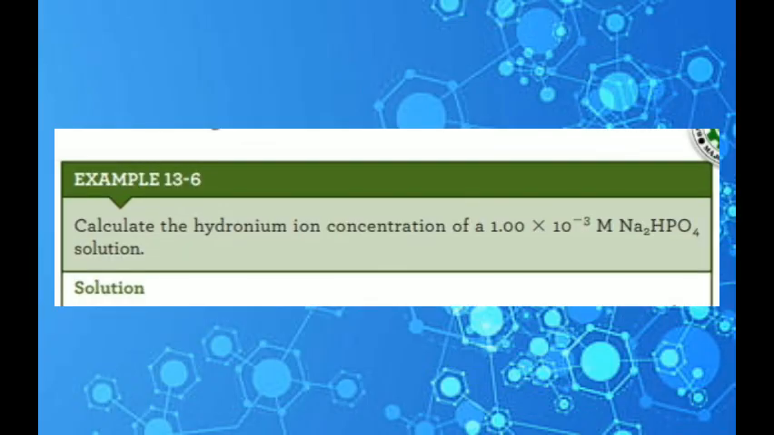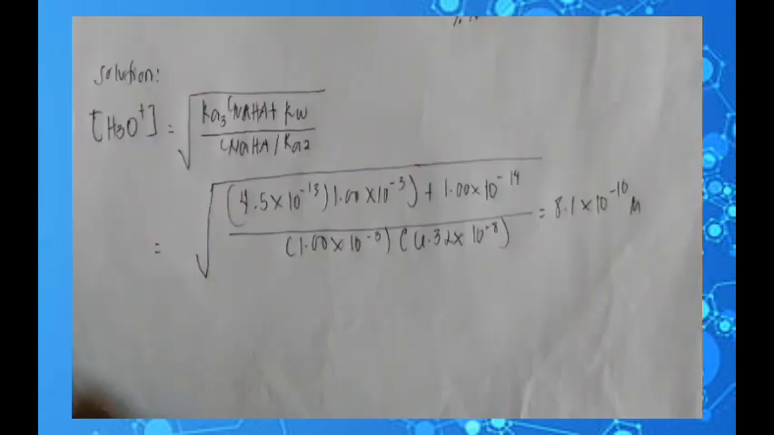So let's proceed to the example 13.6, which is to calculate the hydronium ion concentration of a 1.00 times 10 negative 3 Na2HPO4 solution. So dito sa example 13.6, ang dissociation constants ay ang Ka2 and the Ka3, which is both contain ng HPO4 negative 2. So their values are ang Ka2 is 6.32 times 10 negative 8 at ang Ka3 is 4.5 times 10 negative 13.